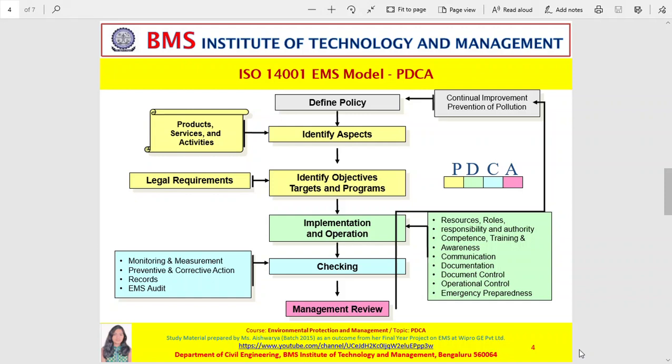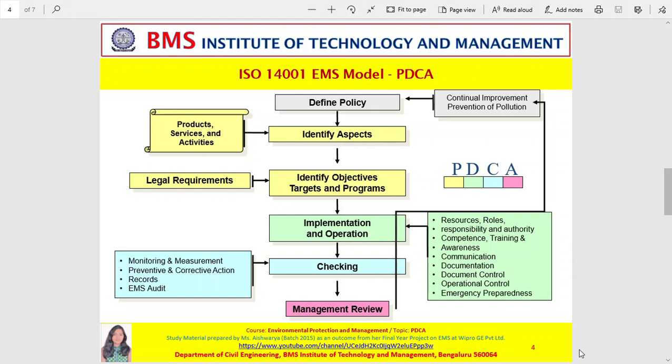Whereas in a tie and dye industry, dyeing will be the activity. Usage of colors and chemical residues will be an aspect, and releases to land or releases to water would be the impact.